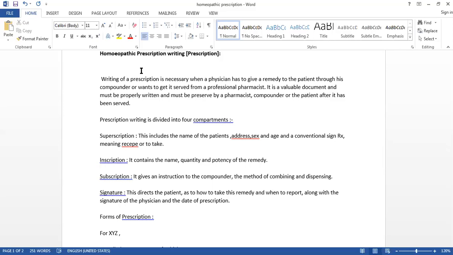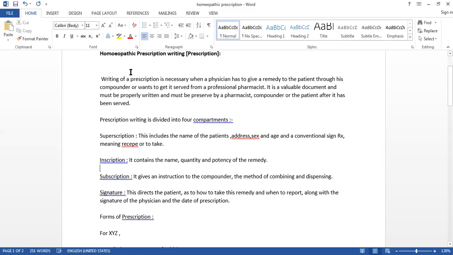There should not be any scribbling. It should be in a simpler form. Then it is easily readable. That is the legibility. Then it should be accurate and reliable regarding its ingredients. Then the minimum dose should be given.